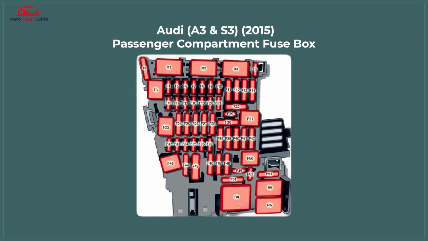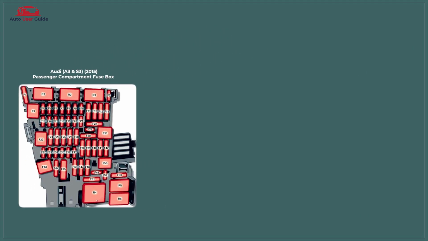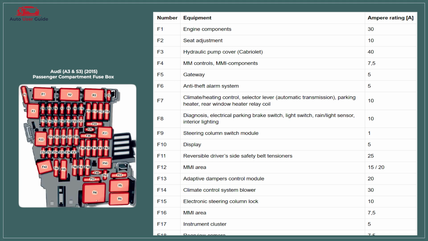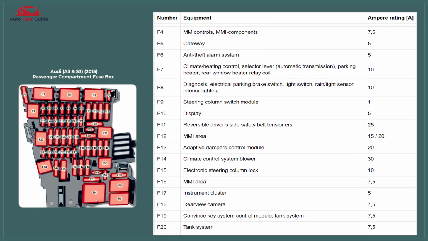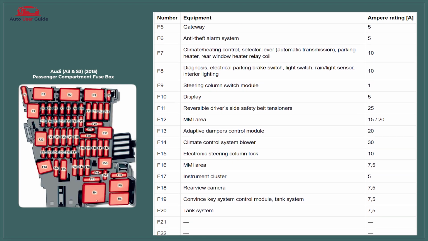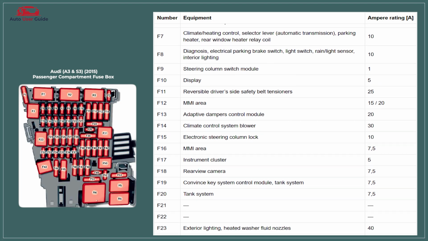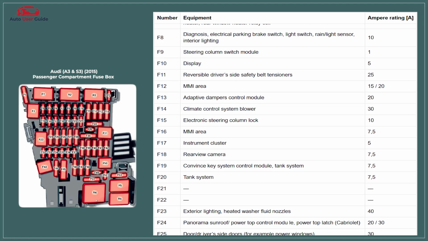The passenger compartment fuse box in the 2015 Audi A3 and S3 is located on the left side of the dashboard behind a trim panel. It protects circuits for the infotainment system, climate control, power windows, seats, and interior lighting. It ensures safe power distribution to key comfort and convenience features inside the cabin.